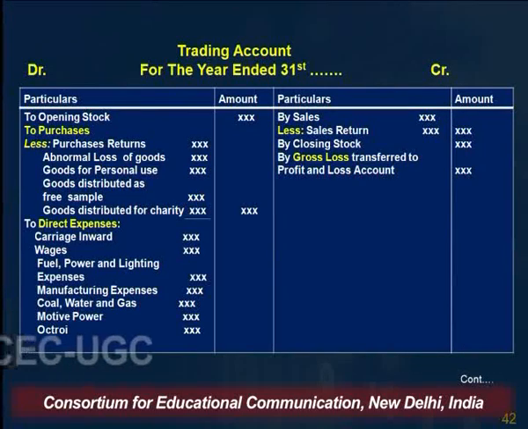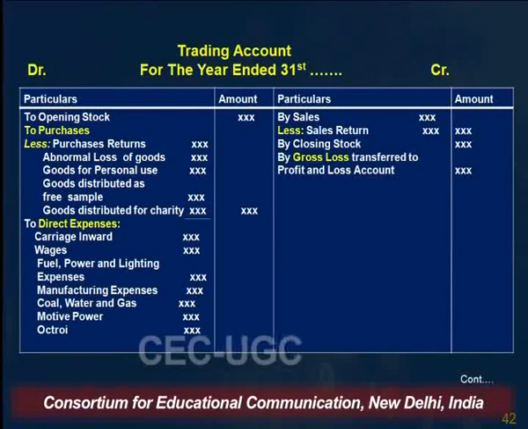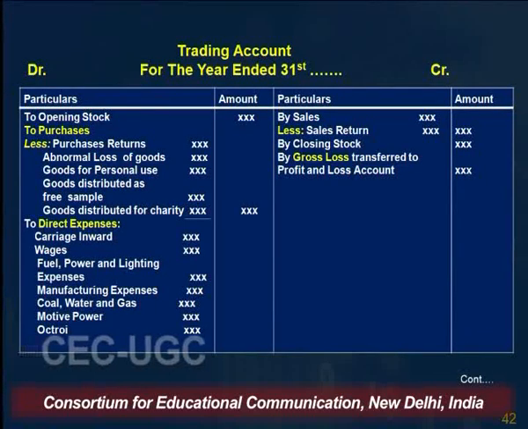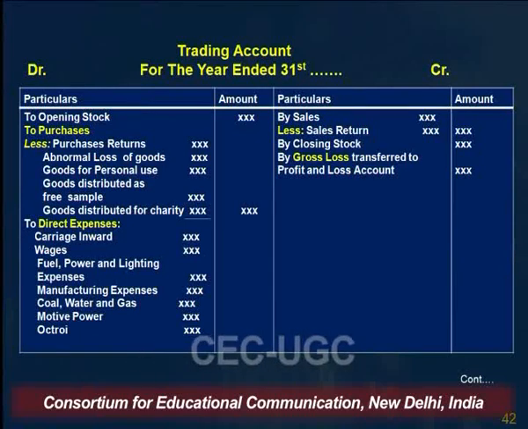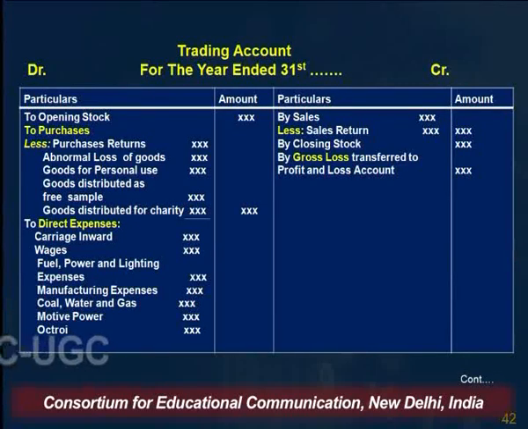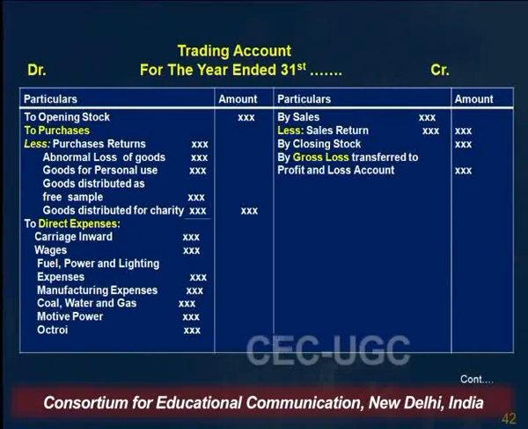That is, if there is an abnormal loss of goods, or goods are used for personal use by the owner, that is termed as drawings. This will be deducted from the purchases, as will goods given as charity and goods distributed as free samples. If purchases are reduced for any reason, that will be deducted from the purchases.